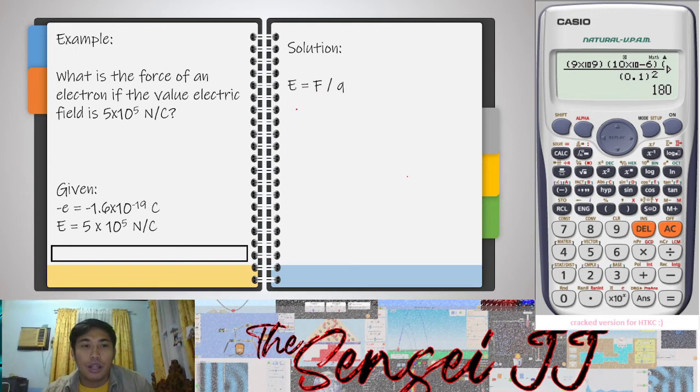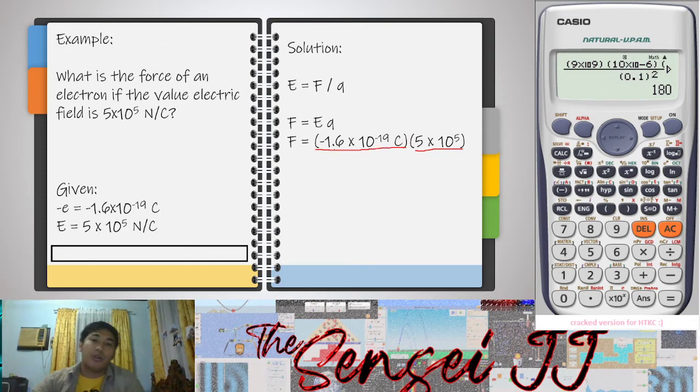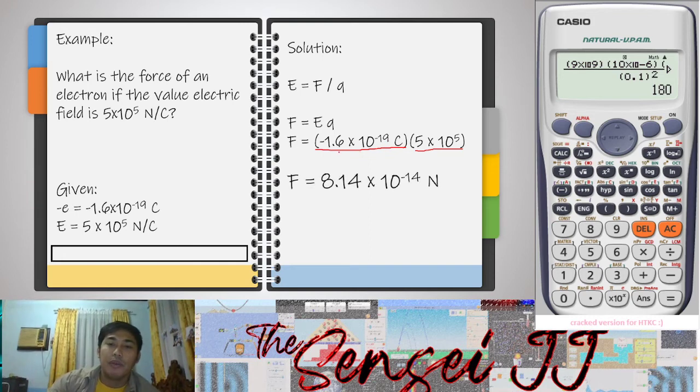F all over Q, but we are looking for our force. So we have to cross multiply E and Q to arrive at the formula of force is equivalent to our electrical field multiplied to our charge. So since we have that, let's try to solve for this one. So substitute natin. Our electrical field has a value of 5 times 10 raised to 5 and we have our charge of electron which is negative 1.6 times 10 raised to negative 19 C. So we will be arriving at the value of 8.14 times 10 raised to negative 14 Newton.